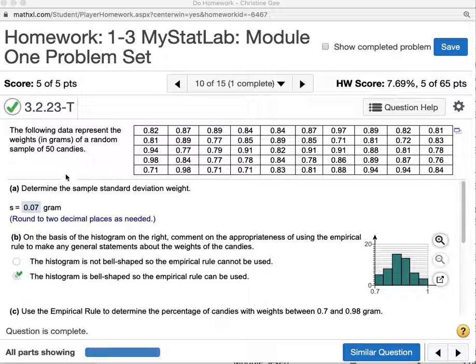So we're given this data information. The following data represents the weights in grams of a random sample of 50 candies. Determine the sample standard deviation weight. So this is kind of nice. We can just populate and do this automatically in StatCrunch.